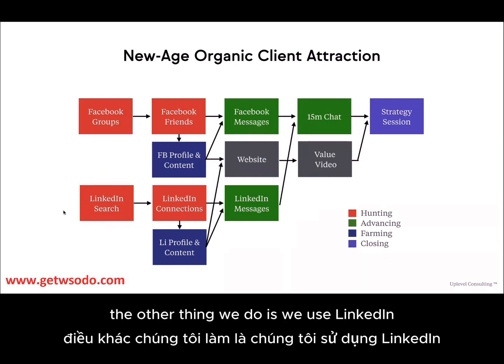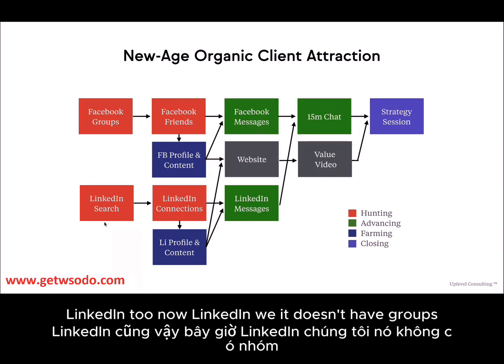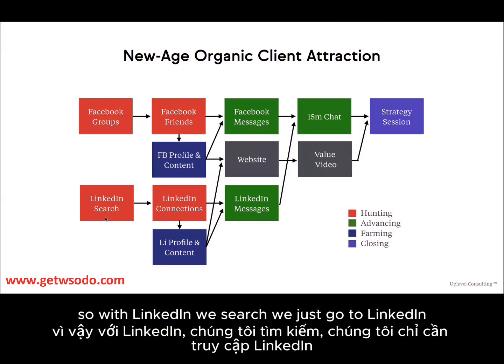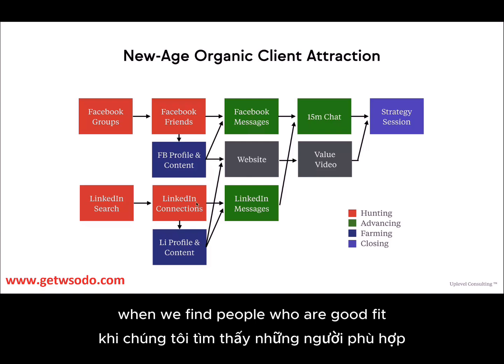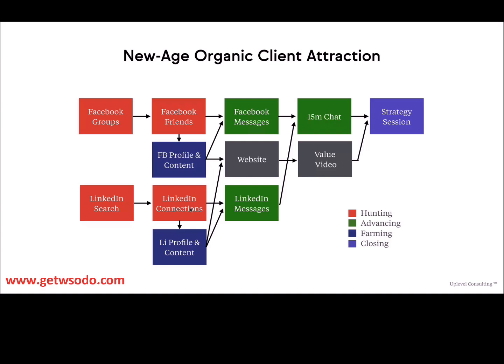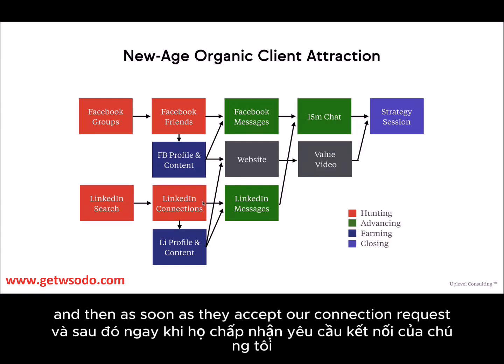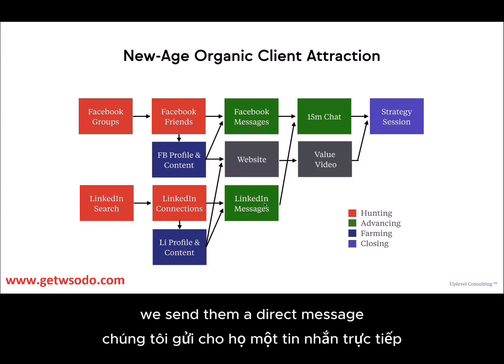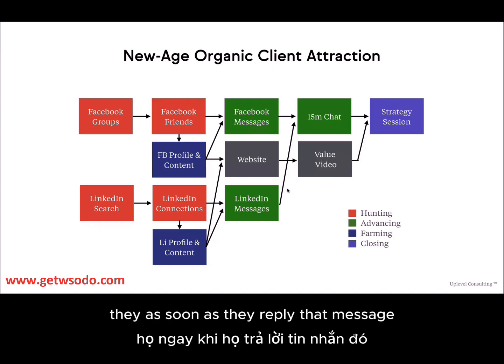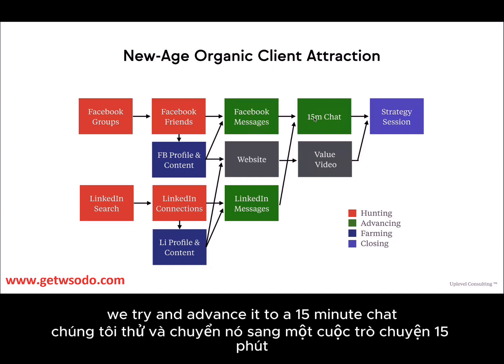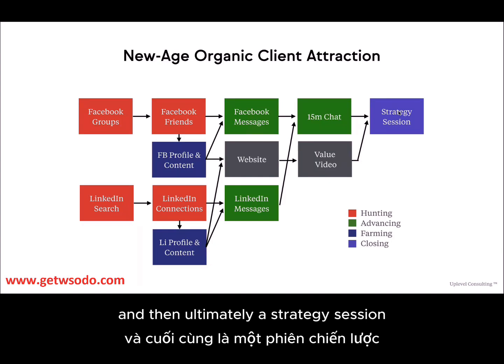The other thing we do is we use LinkedIn, so not just Facebook, LinkedIn too. Now LinkedIn doesn't have groups, so with LinkedIn we search. We just go to LinkedIn and search for people in our niche. When we find people who are a good fit, we add them as connections. And as soon as they accept our connection request, we send them a direct message. And as soon as they reply to that message, we try to advance it to a 15-minute chat and then ultimately a strategy session.